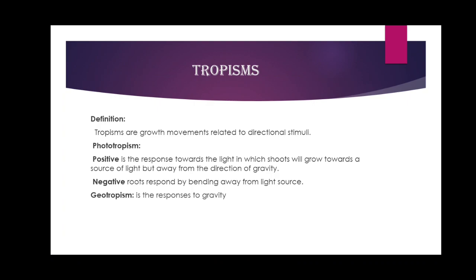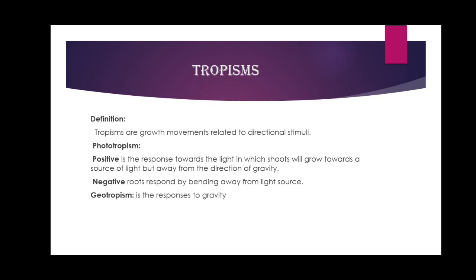Phototropism is the response of the plant parts towards the light intensity, which will be observed in the shoots of the plant that will grow towards a source of light but away from the direction of gravity. And negative phototropism is the response shown by the roots, which respond by bending away from the light source, and the roots will grow towards the source of gravity.